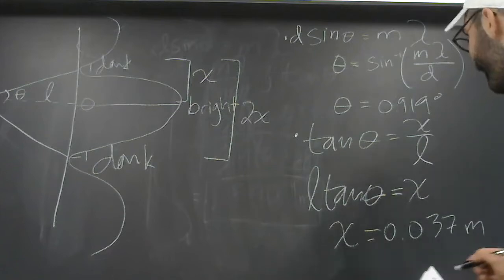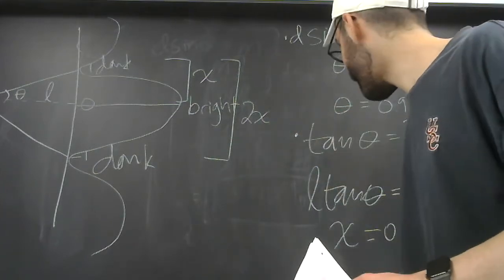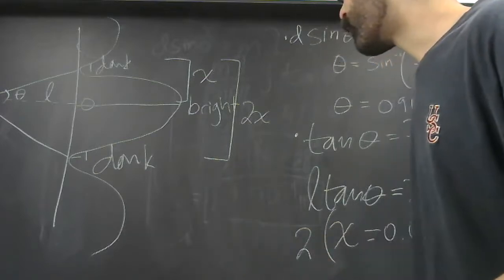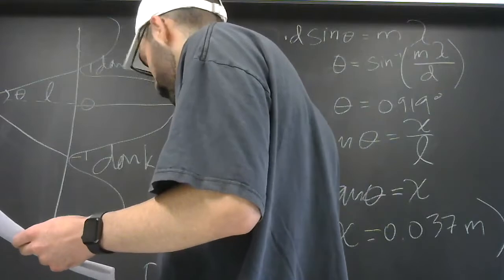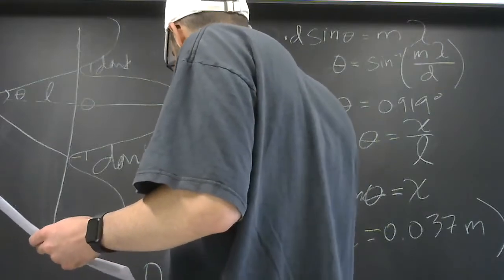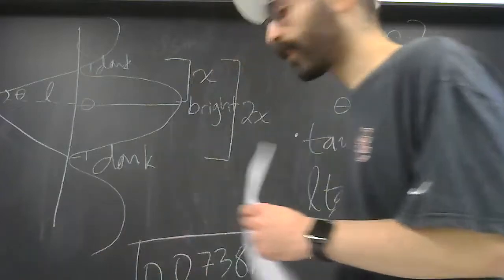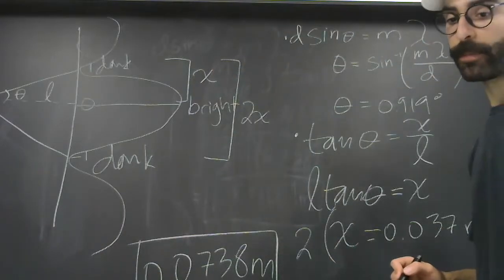No, we're not done, because we need to find the full width, which is times 2. So don't mess this up. So just multiply this whole thing by 2, and then really that full width you're going to get equals 0.0738 meters. And let's box that. That's our final answer. Cool. That's single slit experiment.